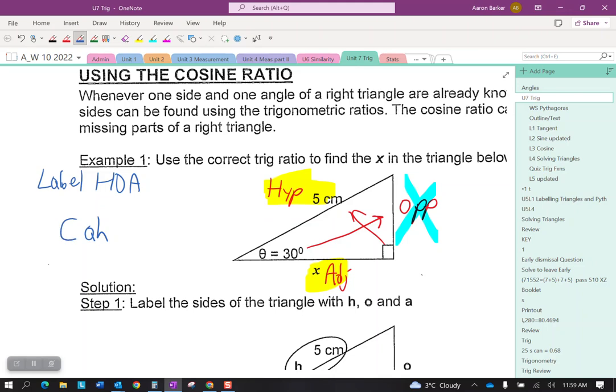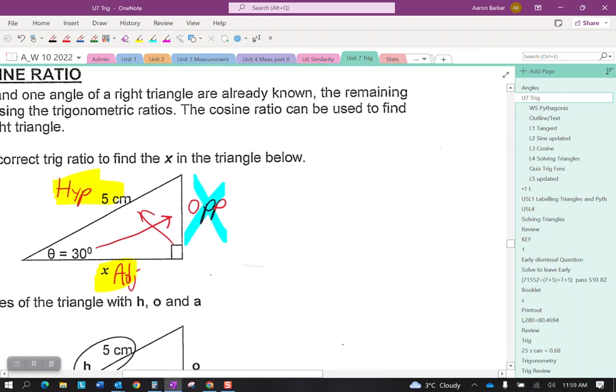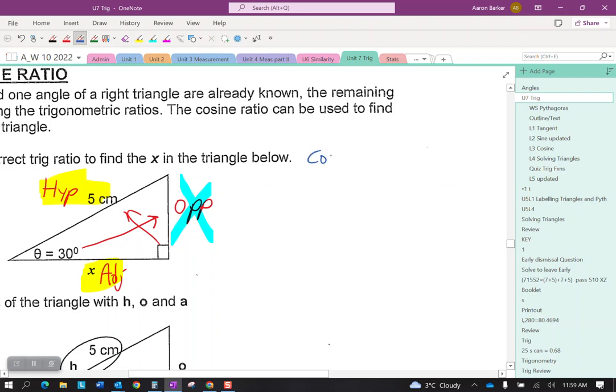Cosine. SOHCAHTOA. So we're going to use the cosine ratio. We start by writing cos theta equals A over H. Then we substitute in: cos blank equals blank over blank. Fill in the blanks. So we should get cos 30 degrees equals what? What's the fraction? Over 5. There you go. So this one's easy because x is on the top.